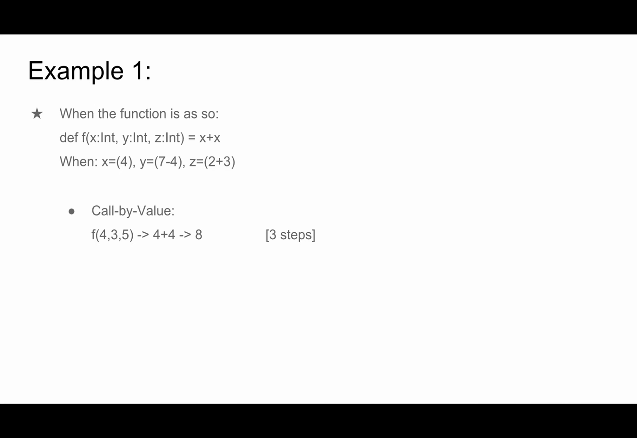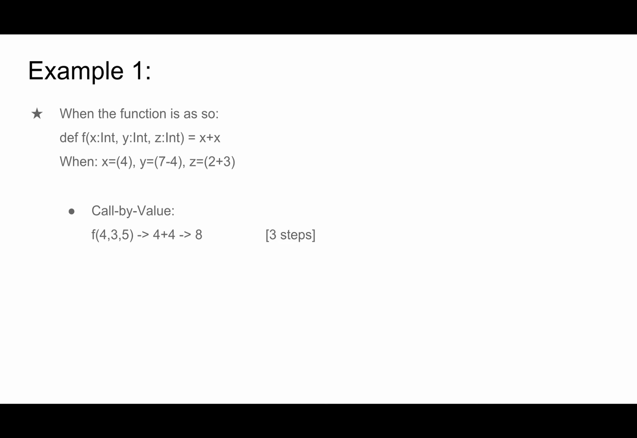Even though we will not be using y and z in the function, we still need to evaluate them using call by value. The next step is writing out the equation, which is 4 plus 4. Then we go to the third step, which solves the equation to be 8, giving us a total of 3 steps.